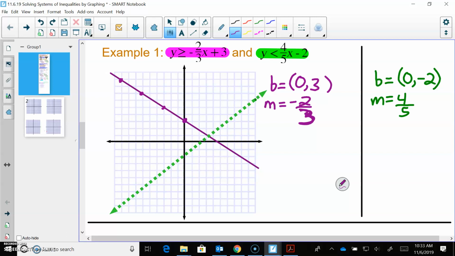And that's going to end up giving me that way. I can also go down 2 and to the right 3 and put a dot, and keep repeating that.